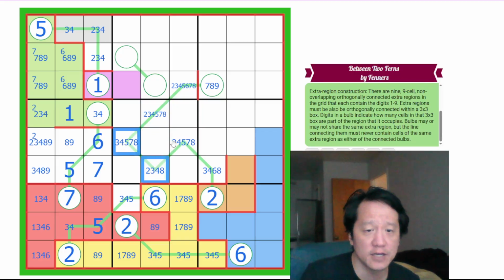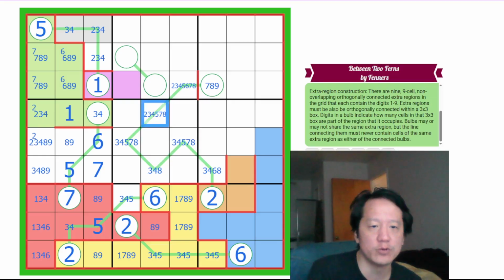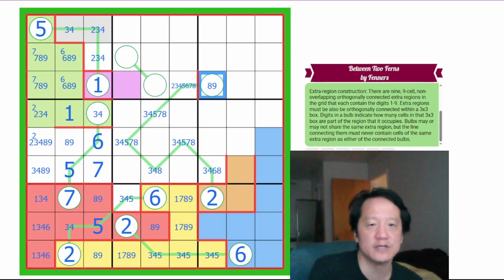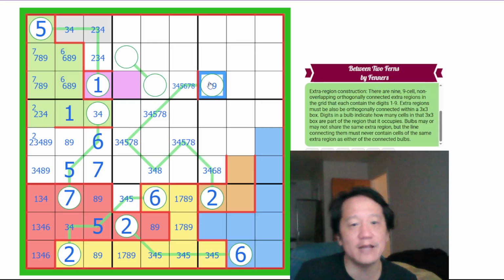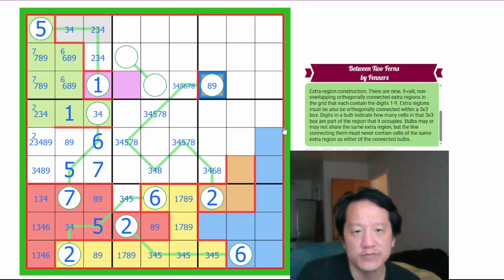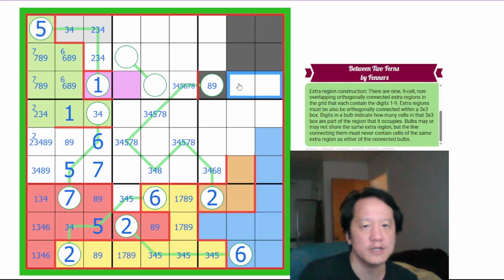We can't actually have a 6 here. Because 6 cannot be here or here. So these can't be 2 anymore because of 2 in the box. So this is at minimum 3, 4, 5, and 7, which means this can't be 7. So this can't be 2 because of 2 on the in-between lines. So this is 8 or 9, which means this is all part of the same region as this. And then one of these could be not part of that region.